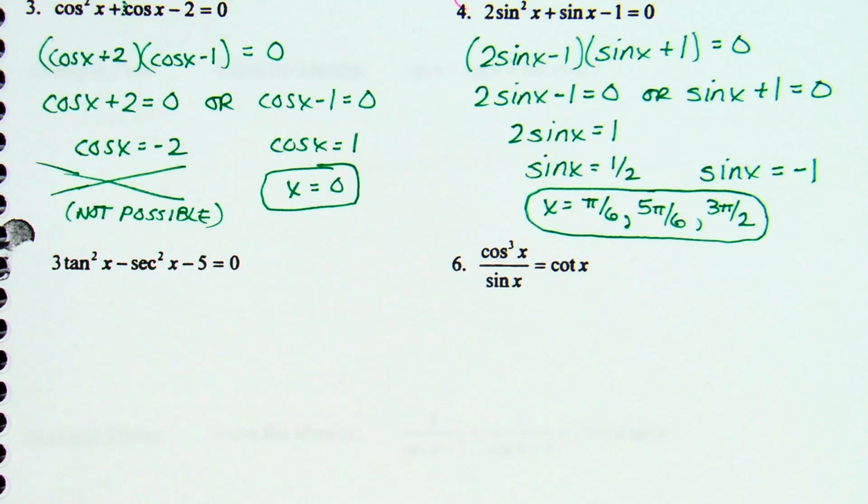Like terms. Can 3 tangent squared be combined with a minus tangent squared? Yeah. What is 3 tangent squared minus tangent squared? 2 tangent squared. So 2 tangent squared x, and then minus 1 minus 5 is minus 6 equals 0. Now what? You could. I had a slightly different plan in mind, but that would work.